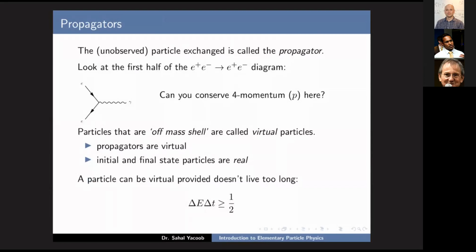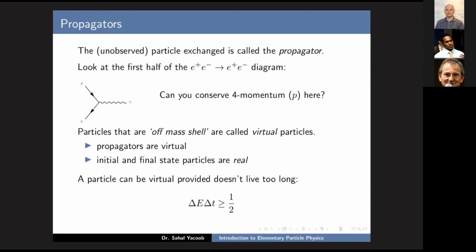In terms of a full interaction, there's often an unobserved particle exchange, which is called the propagator. So if we look at the first half of the diagram of an electron and a positron scattering off each other, we get something like this, right? The second half of the diagram would be just filled in there, and we'd have our initial and final states.